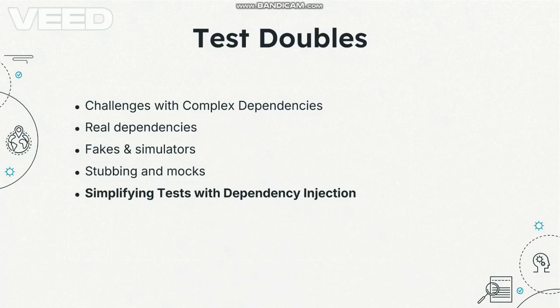Using dependency injection makes testing easier by allowing us to pass in code parts as needed, helping create flexible and reliable tests.